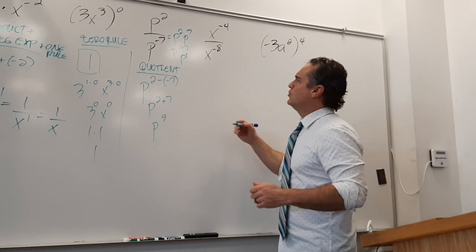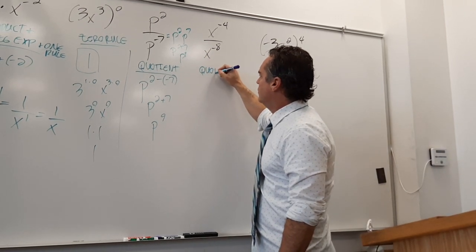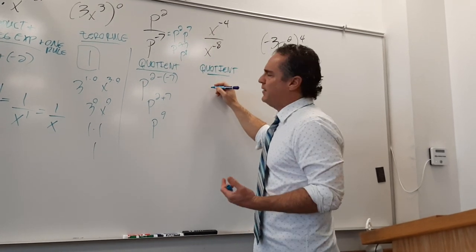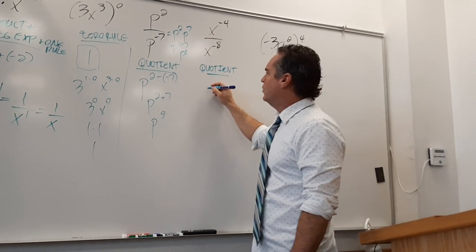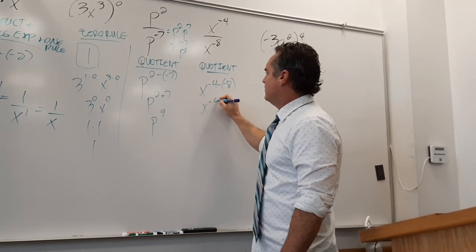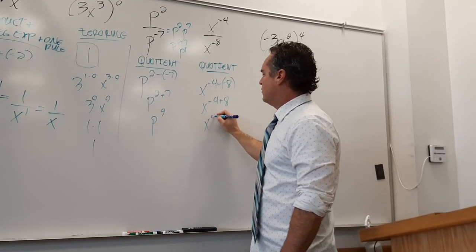This is also the quotient rule, okay? And both of these have negative exponents in them, but the negative exponents are taken care of by the quotient rule because this is x to the negative 4 minus negative 8, which makes x to the negative 4 plus 8, which makes x to the 4th.